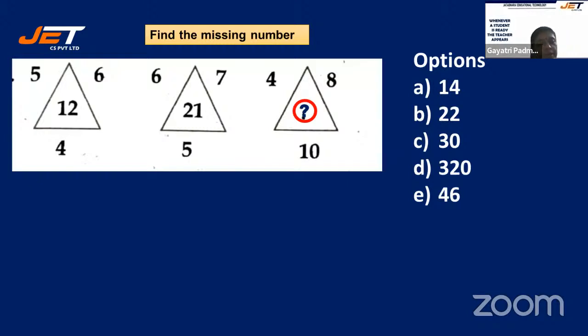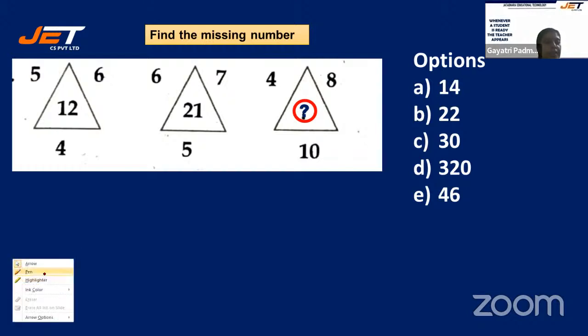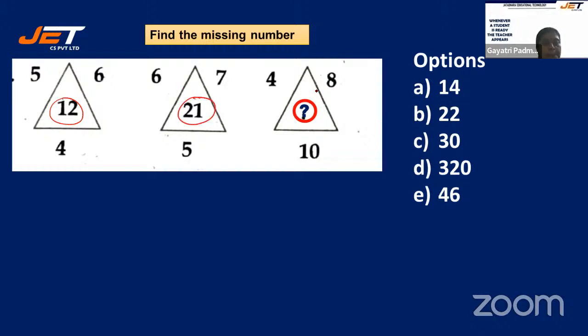We have 5, 6, 12, 4. 6, 7, 21, 5. 4, 8, 10, dash. All right. Yes. Now, how do you find out? So now where should you concentrate? You should concentrate in this. All right. So how do you get this 12 out of these three numbers, 5, 6, and 4? Right? Yes, 30 seconds is given to you, students. Quickly do it.